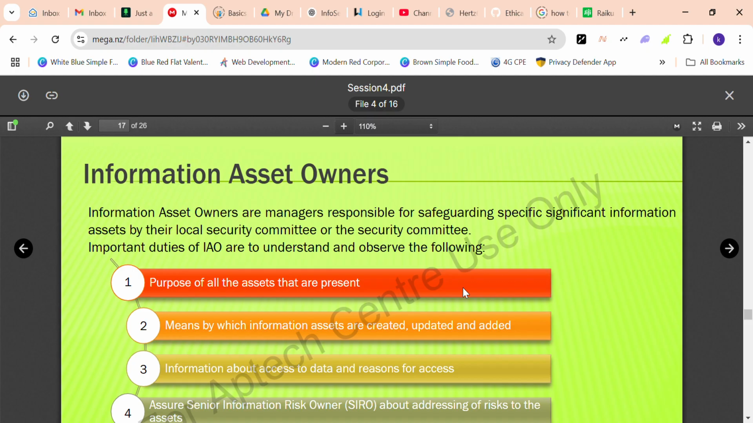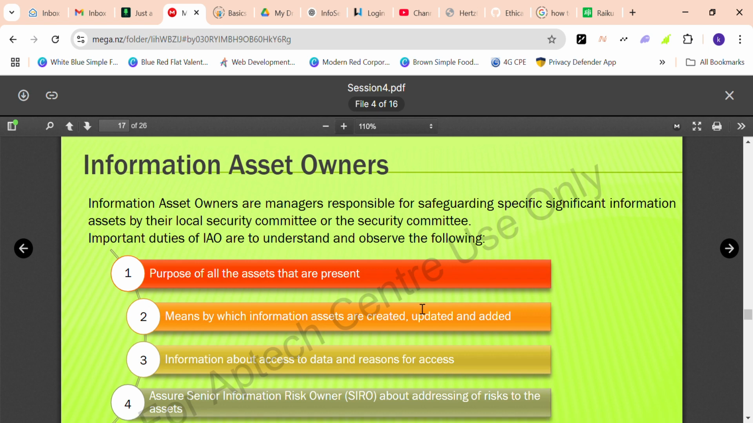Now in a data center, we have each information asset owner that manages each server, database and the rest. Number one for them is the purpose of all the assets that are present. What are the function and the purpose of all these devices in that place, in the data centers or in the server room? Number two, means by which information assets are created, updated and added. How did they create them? How did they add them? And how did they update them? Number three, information about access to data and reason for access also.